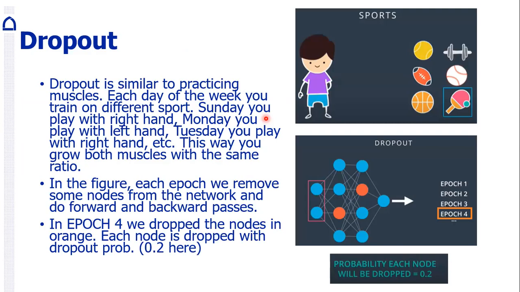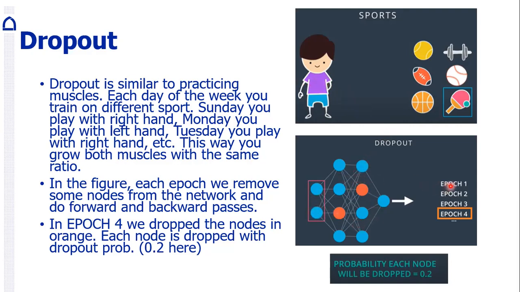If you want to make your muscles stronger, for example, if you train only your right arm, your right arm will be strong, but your left arm will not be strong because you trained only one arm. So the best way is to train, for example, on Monday your right arm, and then the next day you train your left arm. This way you distribute the work across both arms, not concentrating on one arm and leaving the other. The same concept applies to the neural network.